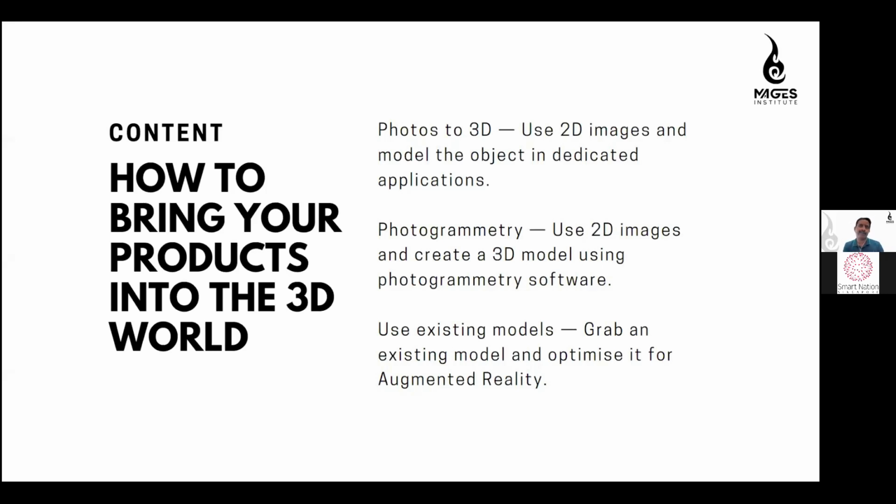The second kind, which is getting traction these days, is more on the scanning side of it. That means, can I use those new iPhones or new cameras to capture your physical object and convert that into a 3D form? That's your second kind. Third is you go grab an existing model and make sure it is AR ready. These are the ways people bring products into the 3D world, and that's the very layman explanation of that. Normal photos to 3D, scanning, or existing models.